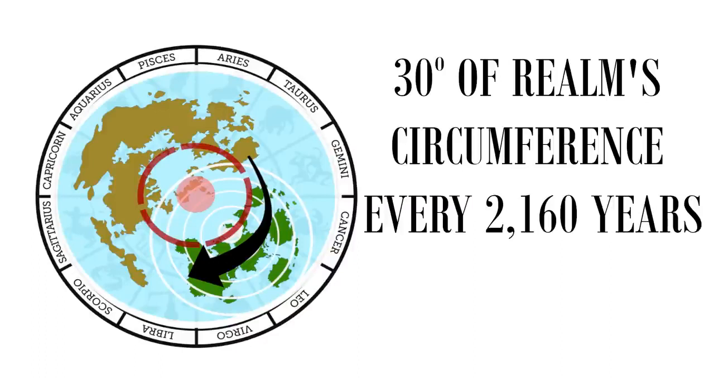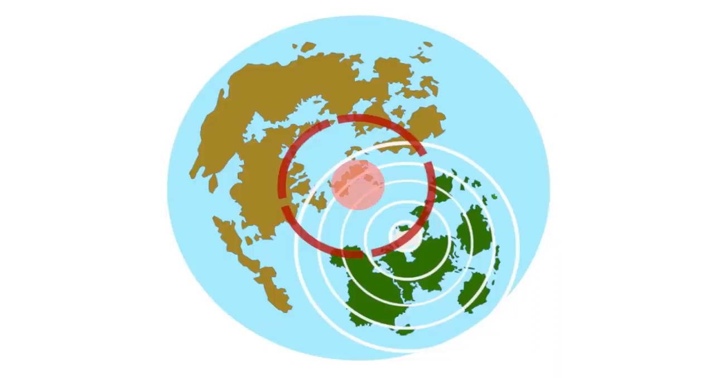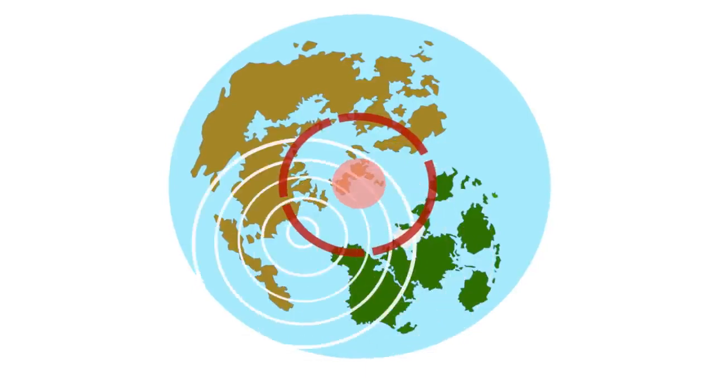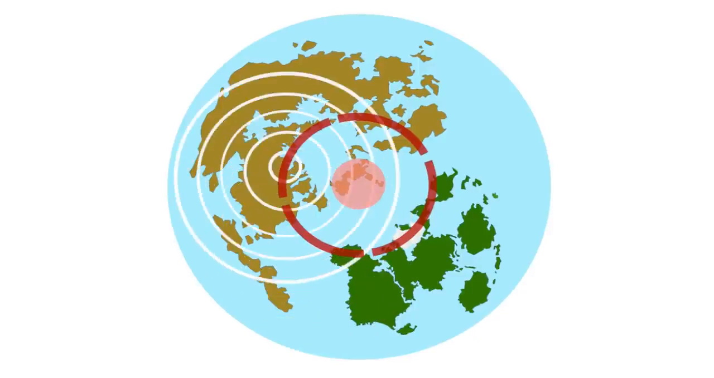2,160 years. The North Magnetic Pole is slowly moving, and it is as natural as the sun and moon's concentric journey above us. And this is why the symbol of the black sun is a 12-spoked wheel. Each spoke represents a fixed constellation of the zodiac. Each section is an individual age. And the result is a situation like this. Every 2,160 years, our North Magnetic Pole circles the inner solid core and vortex by 30 degrees.